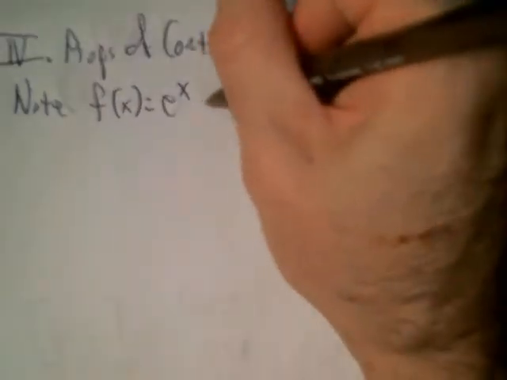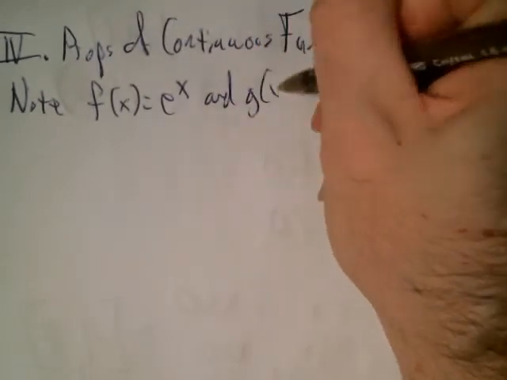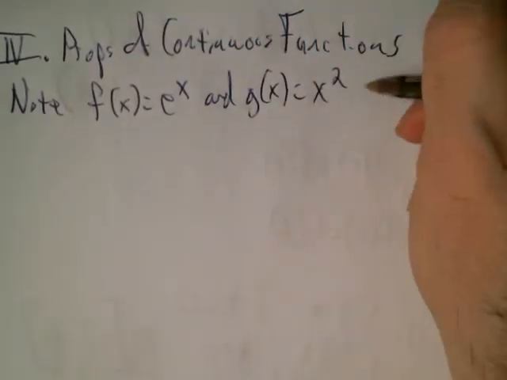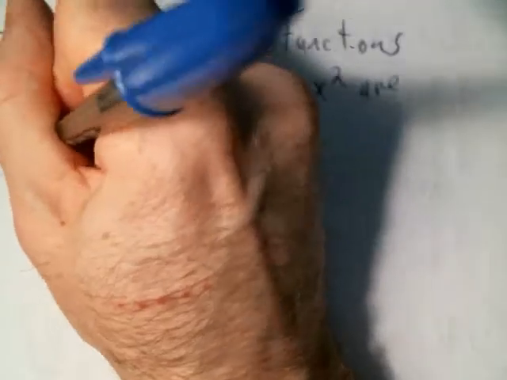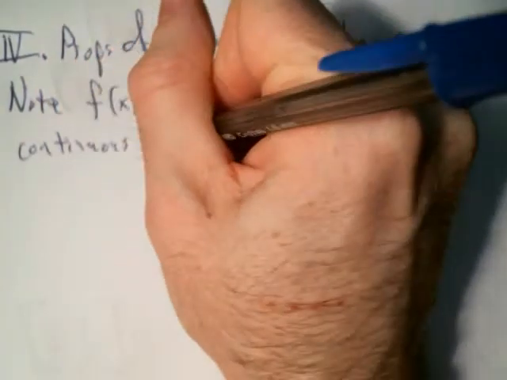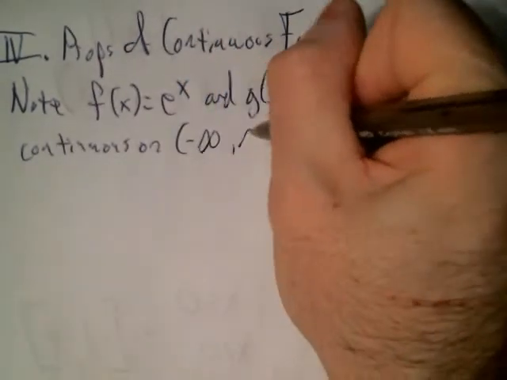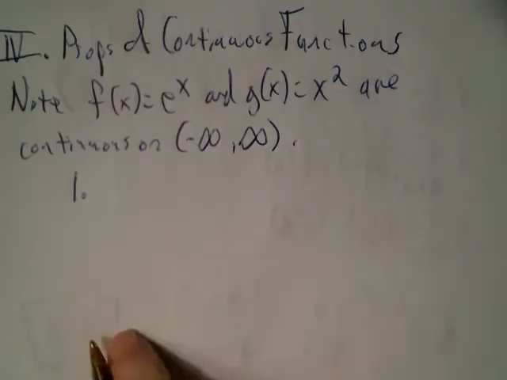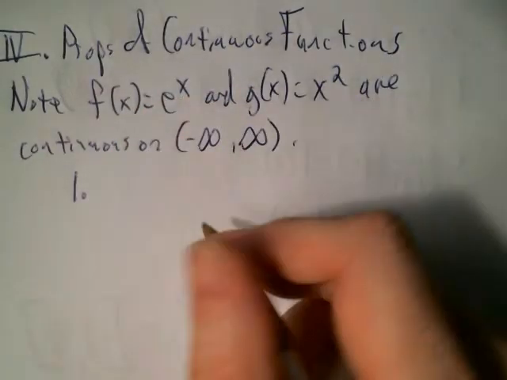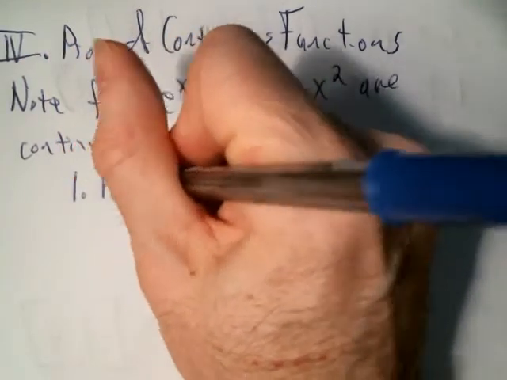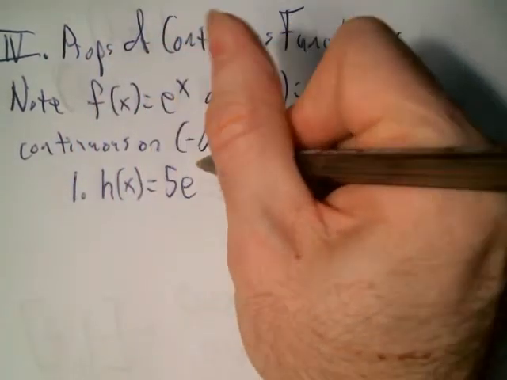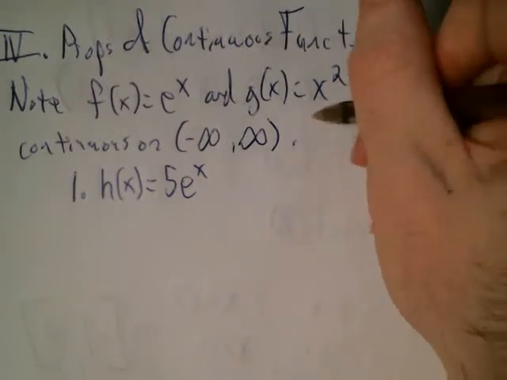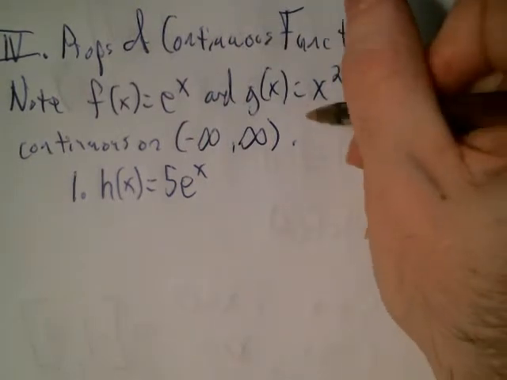So to make this easier, let's just take some continuous functions. F of x equals e to the x is continuous everywhere. And g of x equaling x squared is also continuous everywhere. Okay, so if that's true, a constant times a continuous function, or either one of these, will also be continuous. So let's say h of x equaling 5 e to the x is continuous everywhere.